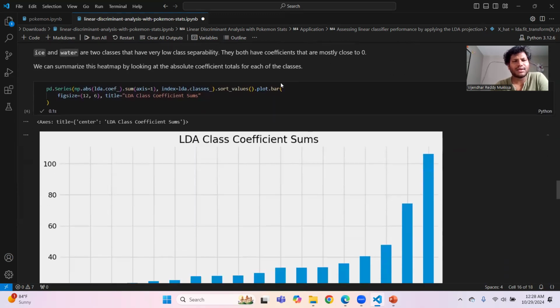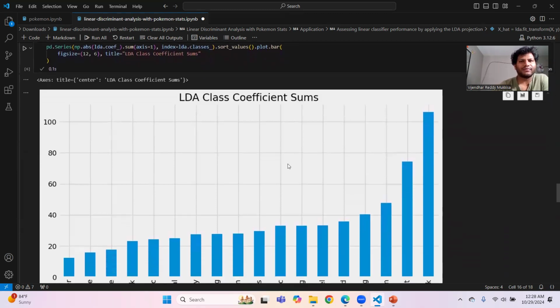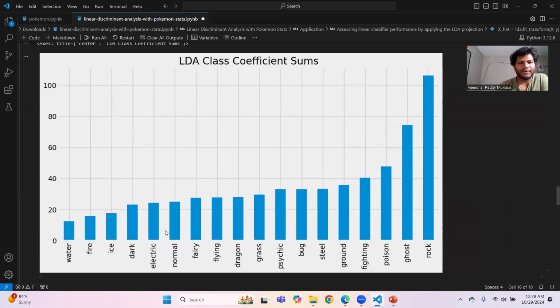And moving down in the code, we have a bar graph, a plot graph. We have different variants along the x-axis, and on the y-axis there is an interval of 20 to 100.